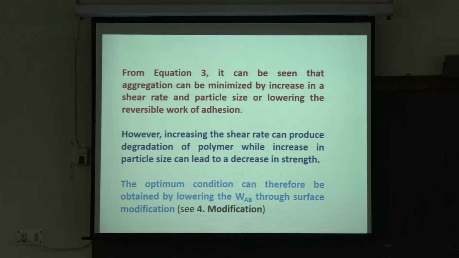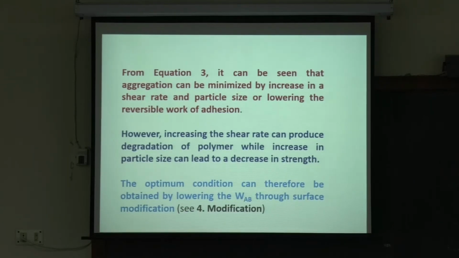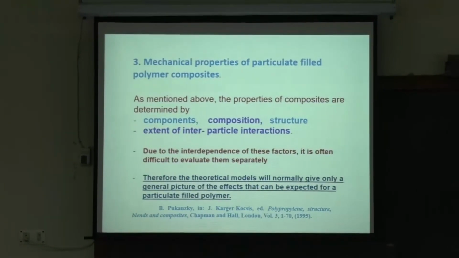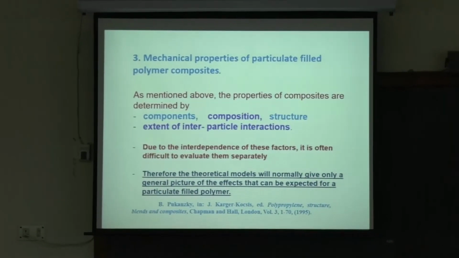But increasing the shear rate can produce degradation of the polymer, while an increase in particle size can lead to a decrease in strength. So you have to go for smaller particles, because that will be effective, and also go for a lower shear rate. The optimum condition can therefore be obtained by lowering the WAB through surface modification. Eventually the properties of the composites are determined by components, composition, structure, and the extent of interparticle interactions. So if you have different types of particles, you have one kind of interaction.